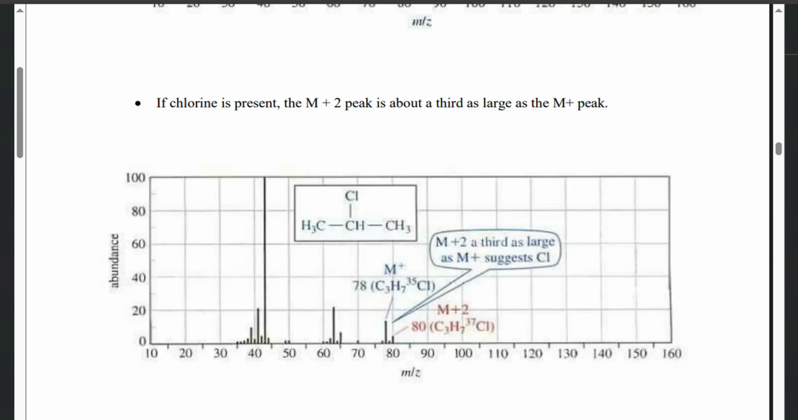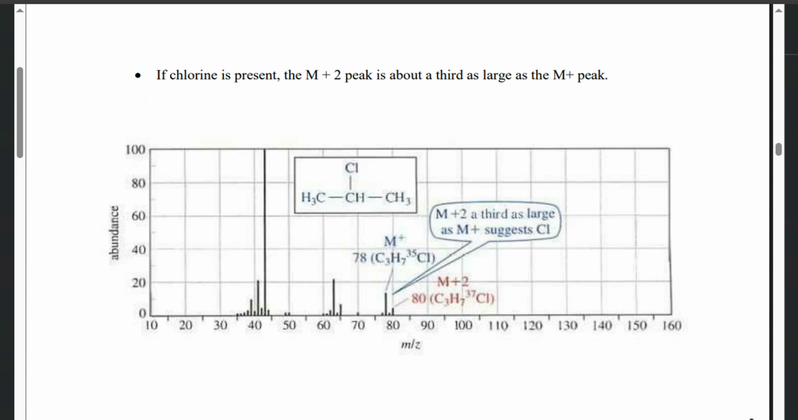So let's continue. If chlorine is present, the M plus 2 is about a third as large as the M plus peak. So looking here, let's say this one is 30%, this one should be like 10%, because the ratio of M plus and M plus 2 has to be 3:1, the abundance, right? So that's what we have here.